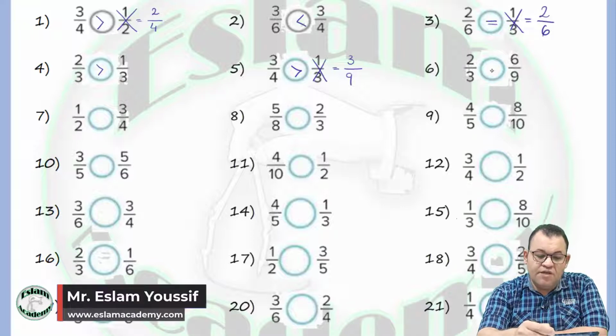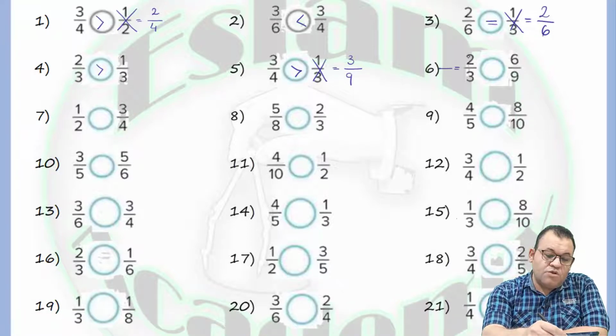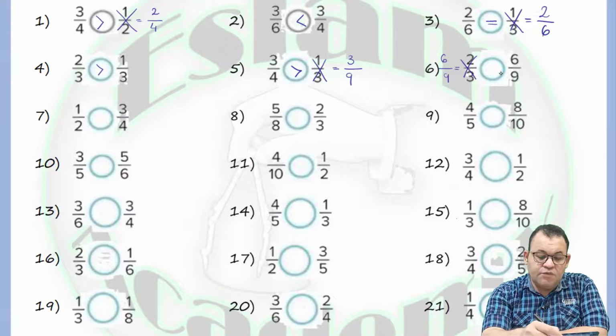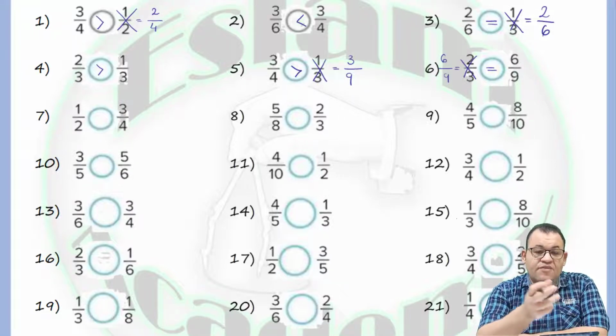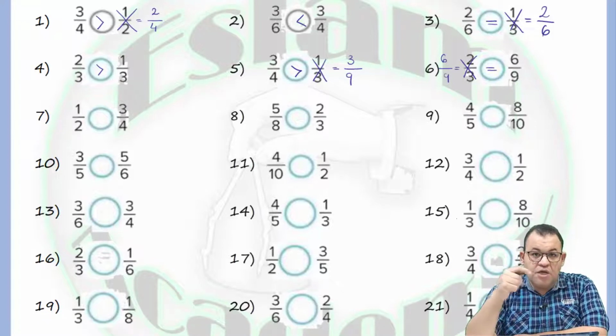Now we have 2 over 3 and 6 over 9. We can write 3 as 9 by multiplying by 3. So 2 times 3 equals 6, and 3 times 3 equals 9. So we have 6 over 9 and 6 over 9, both of them are equal. So if we need to compare, you need to make the same denominator or the same numerator. If the two fractions have the same denominator, the greatest numerator gives the greatest fraction. If they have the same numerator, the smallest denominator gives the greatest fraction.